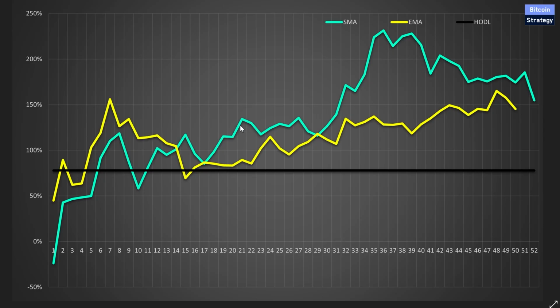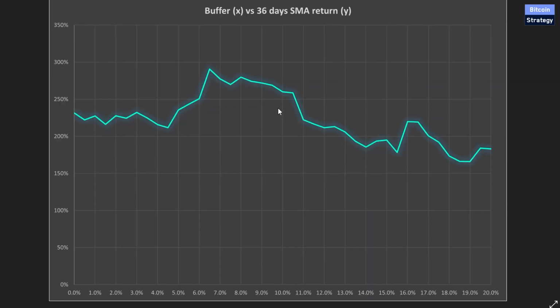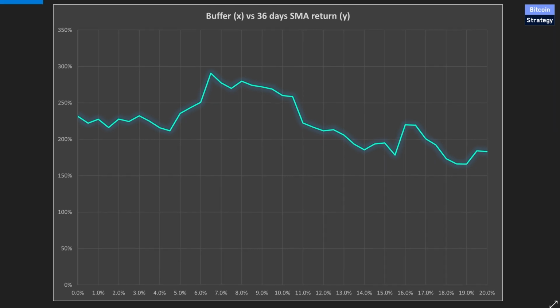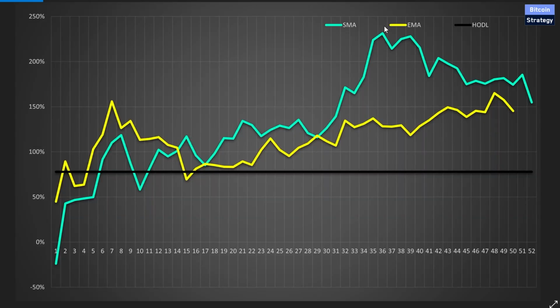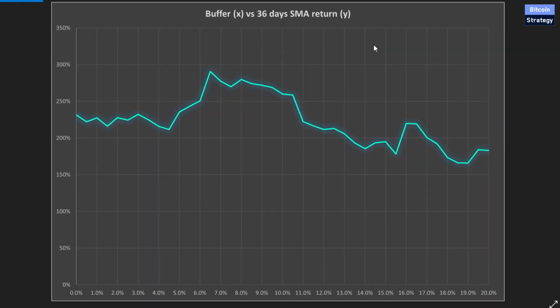Now, how many percentage points buffer from the moving average should we actually take? That's this result here. That's the backtest result. So that's the buffer shown here on the x-axis versus the annualized return if we trade according to the 36-day simple moving average. So we're now taking the best simple moving average and applying a buffer filter to this. And how much buffer should you take historically? That's this point over here, 6.5%.